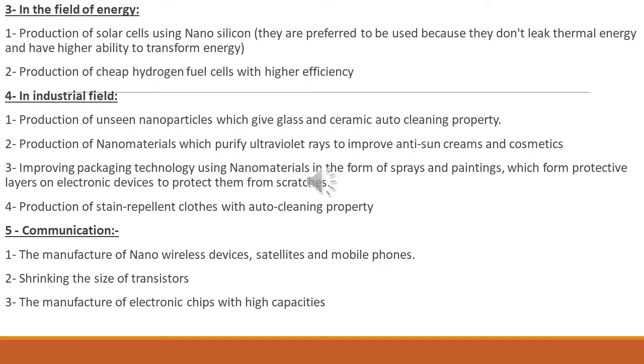Number five, communication. We can use nanotechnology in the manufacture of wireless satellites and mobile phones using transistors and electronic chips with high capacities.